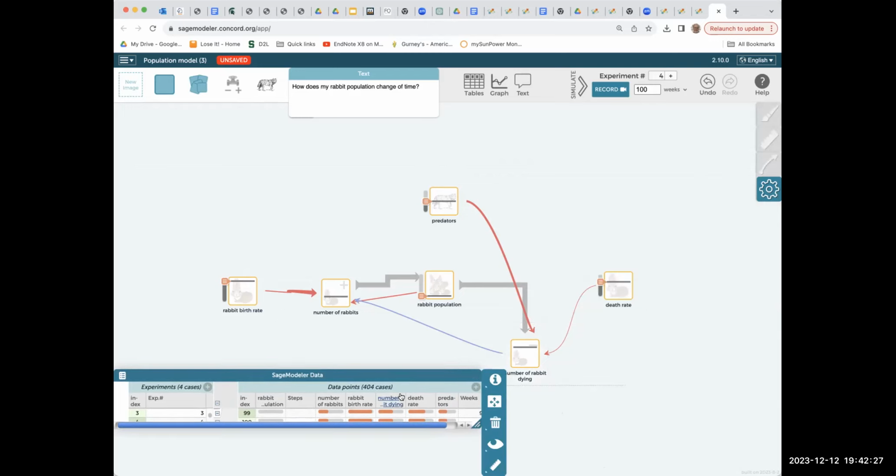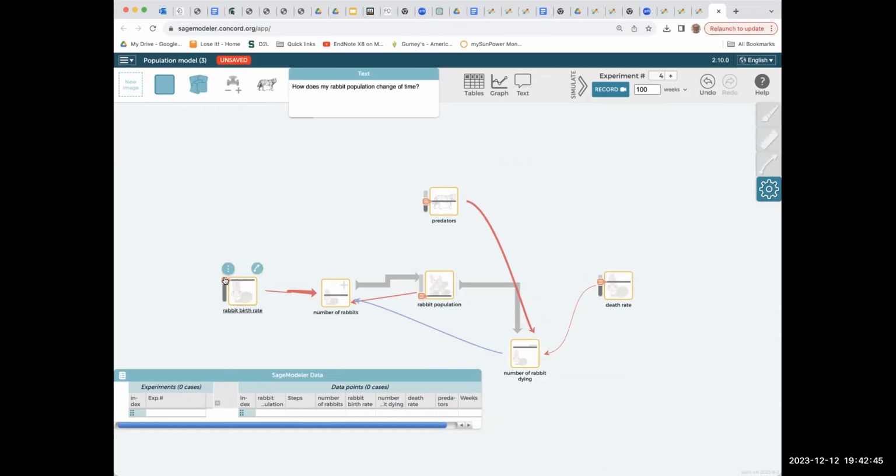And of course, now we can examine this. I'm just going to clear this data by going to my trash can, selecting delete all cases. And now I'm going to look at how my model looks. I can have a very high birth rate, a low death rate, and just a few predators in my environment, because typically predators aren't that abundant, right?